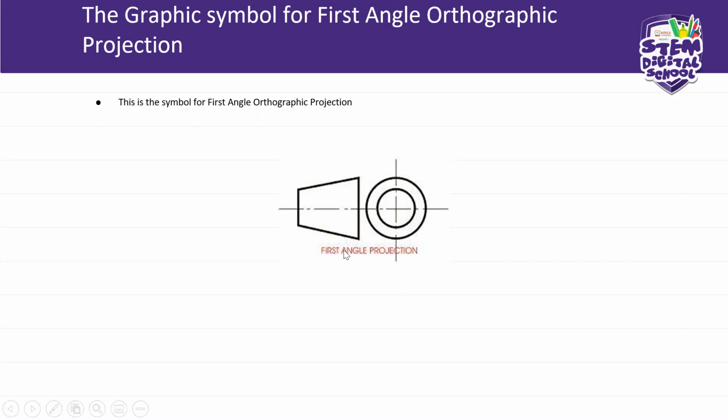So this is the part of drawing that only grade 9s do, and you did it right at the beginning of the year. The first topic on your syllabus is first angle orthographic projection. So this is the symbol. I'm just recapping from yesterday. This is the symbol that you use for first angle orthographic projection.